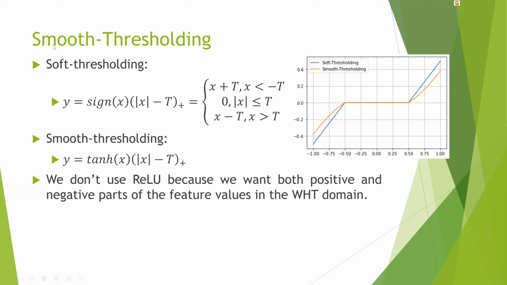Now let's discuss our nonlinear function, smooth thresholding. So this one is a variant of the soft thresholding. We change the sign to tanh. We don't use a hard cutoff because we want both positive and negative parts of the feature values in the Walsh Hadamard domain, because they are equally important.